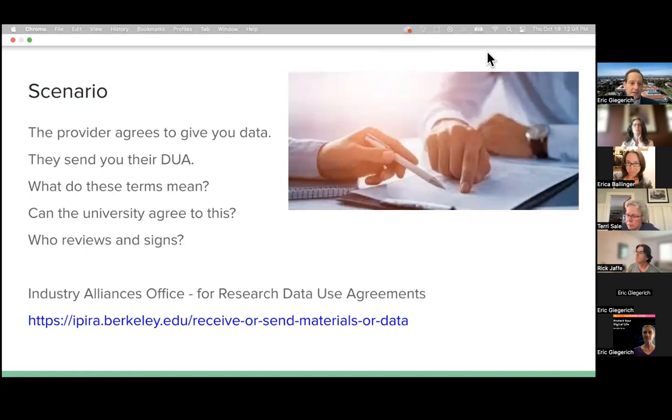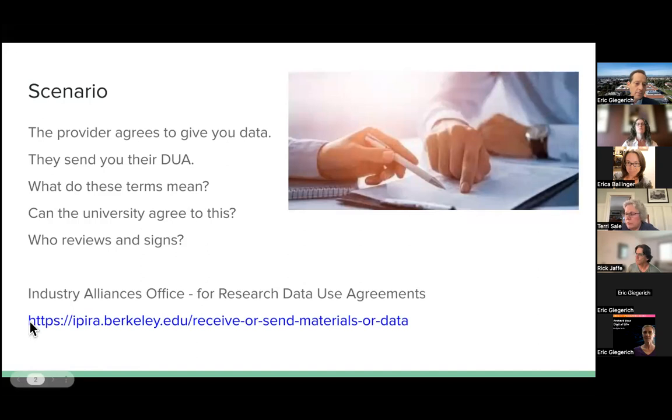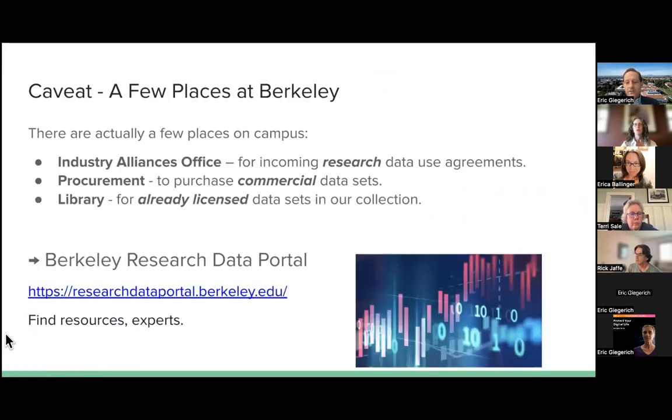So the Industry Alliances Office, that's my office, handles research data use agreements. I was going to put the link to how to receive or send materials or data into the chat. Maybe somebody else could do that for me. We have a way for you to let us know about your data use agreement or your need for something. Do contact us.